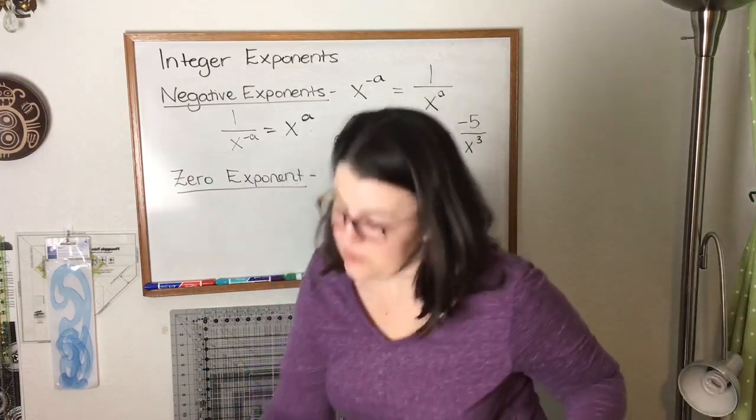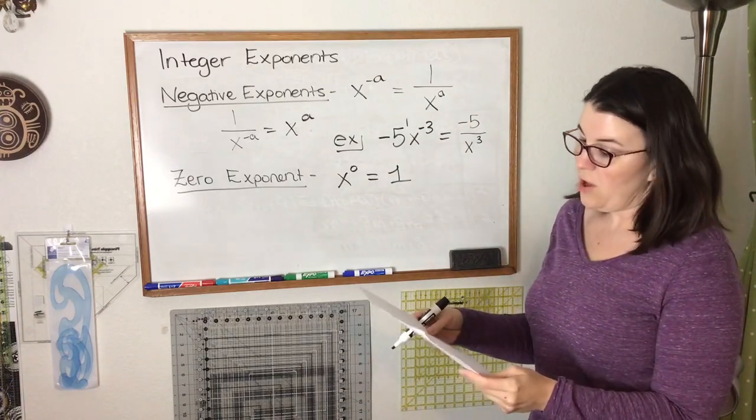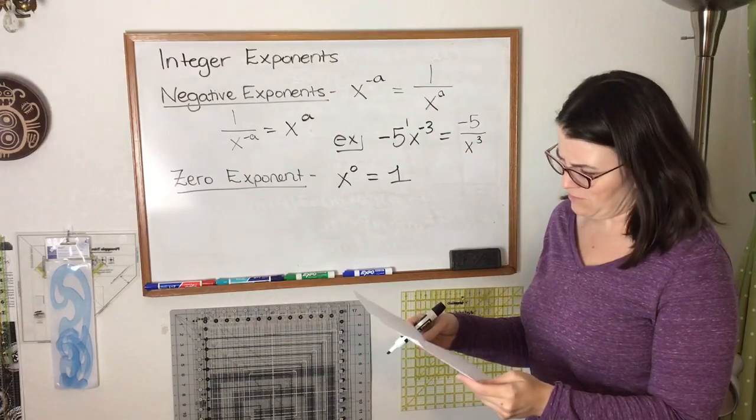All right, so now what I'm going to do is I'm going to go ahead and erase these couple of small rules, and I'm going to do a couple of examples off of the worksheet for today.